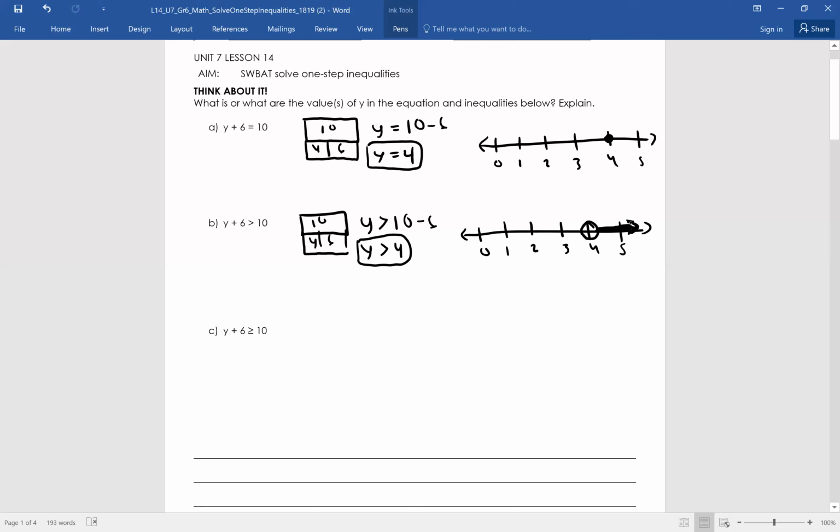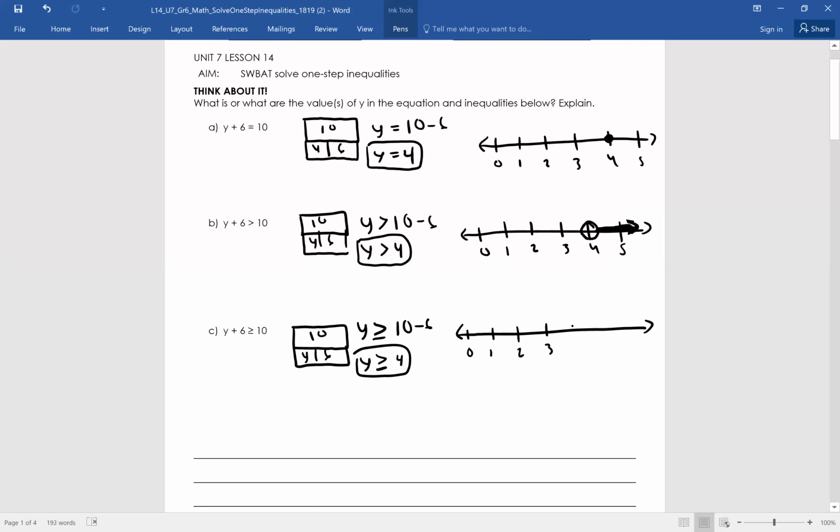Now let's look at the last one, letter C. Looks the same model, y plus 6, different symbols. It's an inequality now. Y is greater than or equal to 10 minus 6, so y is greater than or equal to 4. So let's see how that looks on the graph. 1, 2, 3, 4, and 5.